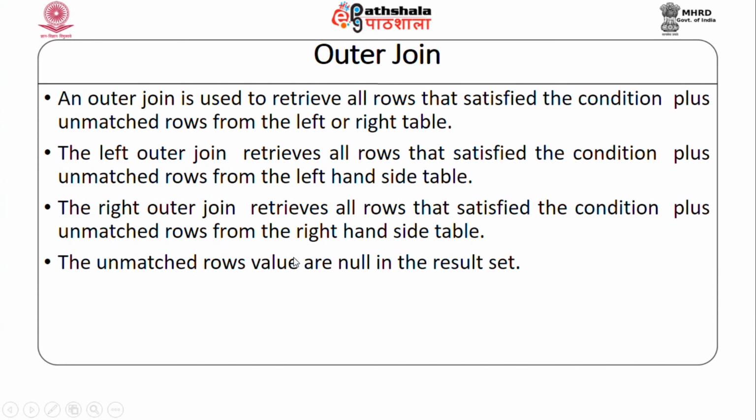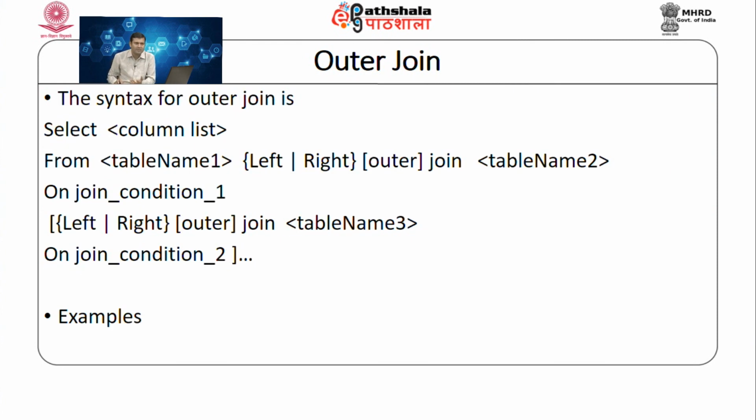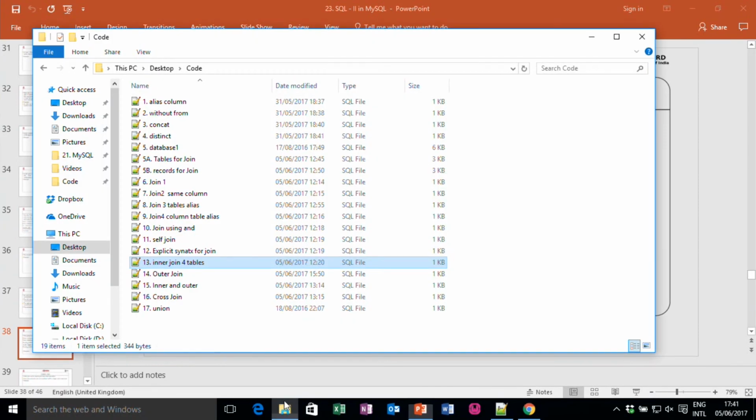Left outer join retrieves all the rows satisfying the condition plus unmatched rows from the left hand side table, while right outer join retrieves all the rows satisfying the condition plus unmatched rows of the right hand side table. Unmatched row values are null in the result set. The syntax is select column list from table name, then you can write left or right, optional outer, and join, meaning left or right join is compulsory, with table name on condition 1, then again left or right join on condition 2, etc. Let me just demonstrate that.